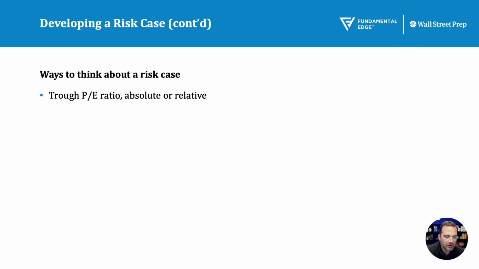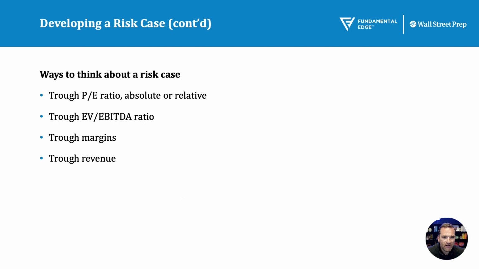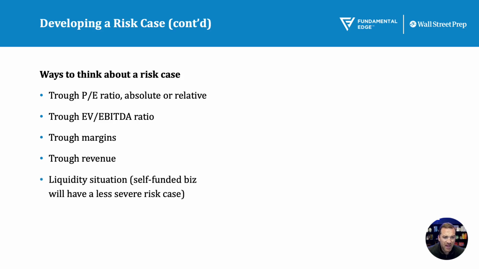All right, so in developing a risk case, some ways to think about constructing that risk case might be to think historically around what has been the trough PE ratio, either on an absolute or market relative basis. What have been the trough EBITDA ratios of the business? Where have the fundamentals troughed? So where have the margins or revenues troughed in the past? And what is the liquidity situation?